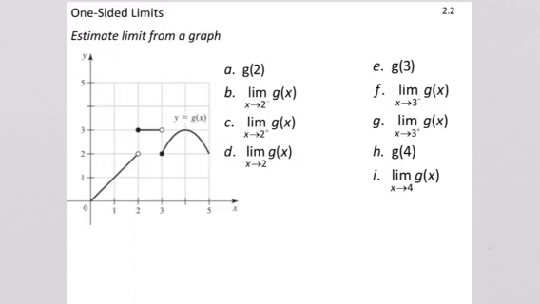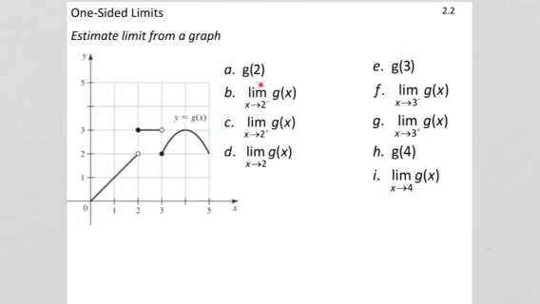So we're looking at a few examples. We're taking one-sided limits. So in this particular case, we have this function g. We don't have a formula for g or the piecewise defined equation that defines g, but what we do have is the graph of g.